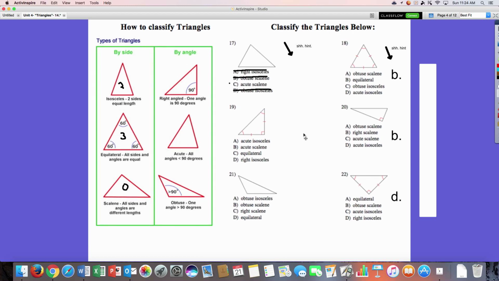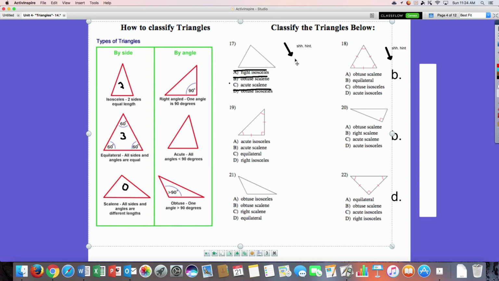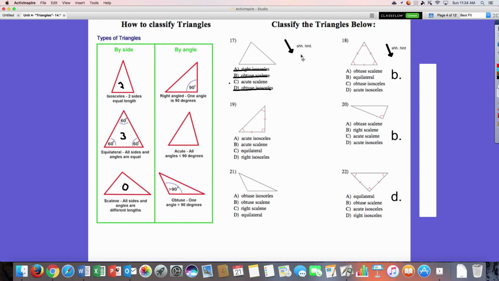I don't know why I can't get the other one to move. Oh well, I'll do it for you. This one has what kind of an angle in it? It has a right angle, right? It also has 2 equal sides, so it's right and isosceles. So this one is D.